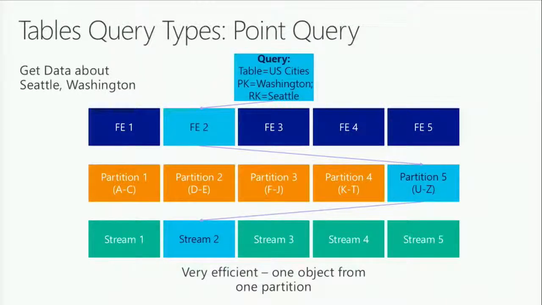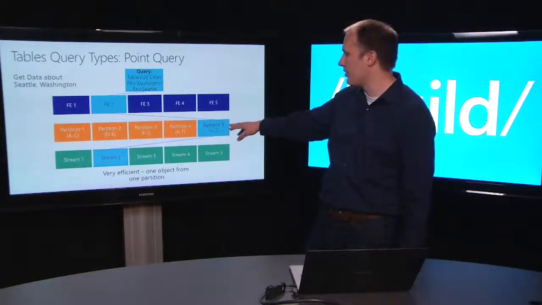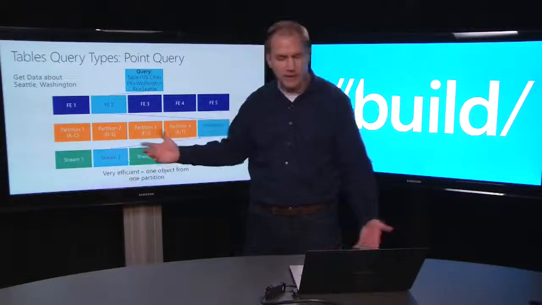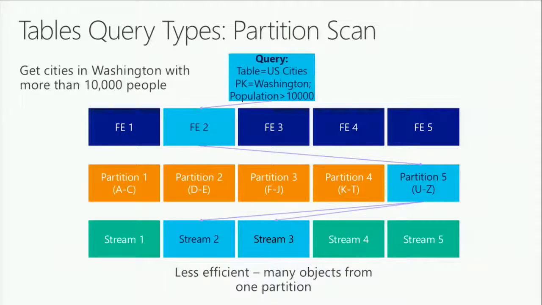As we talked about before, this is very similar to what we looked at earlier. We're looking at the US cities table. Partition key is Washington. Row key is Seattle. We're going to end up over on partition server 5 because Washington starts with a W, and then going back to stream server 2 for that object. This is really efficient. It's one object from one partition. This is really what storage is designed to do. It's very fast and very efficient as you work through this.